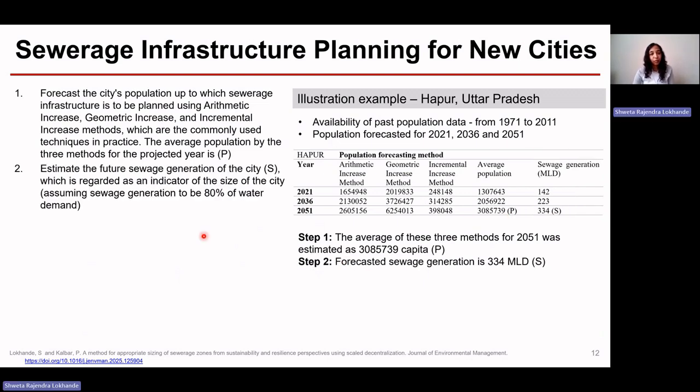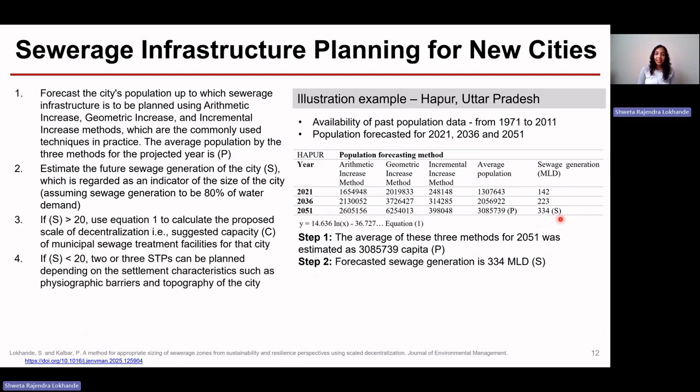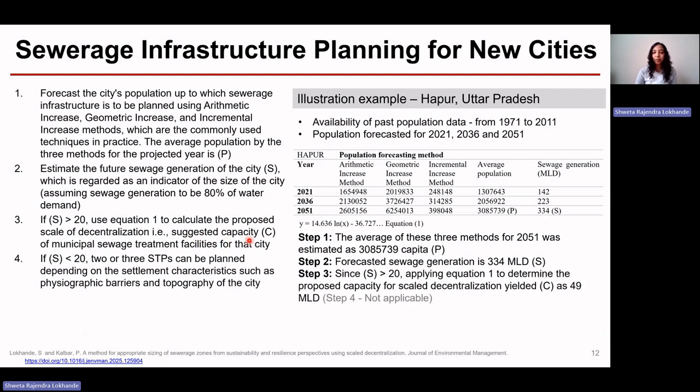The next step is to estimate the future sewage generation of the city, denoted by S, for which the water demand, which in the Indian context has been assumed as 135 LPCD, can be used, and a sewage conversion factor of 0.8 has been considered. This yields the total sewage generated by 2051 as 334 million liters per day. In the next step, this S is compared with the starting size for using the equation, 20 mld. Since it exceeds 20 mld, equation 1 has been used to calculate the proposed scale of decentralization, that is the suggested capacity C, which comes to 49 mld in this case.